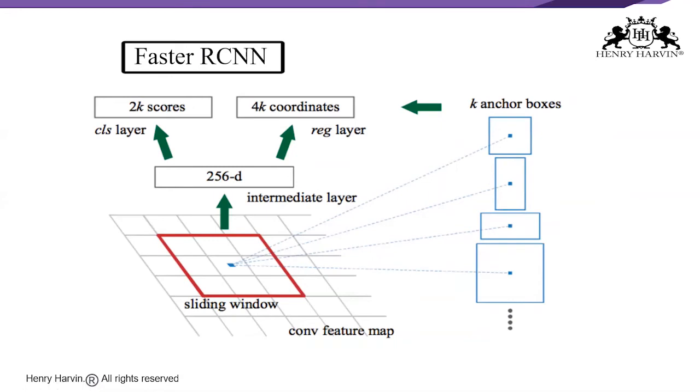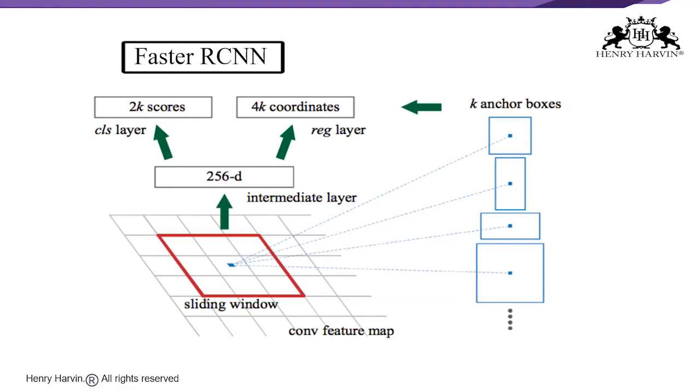So let us try to understand how RPN basically works. Faster RCNN takes the feature maps from the CNN and then passes them to the region proposal network, right? It uses a sliding window over the feature map. And at each window, it generates K anchor boxes of different shapes and sizes.